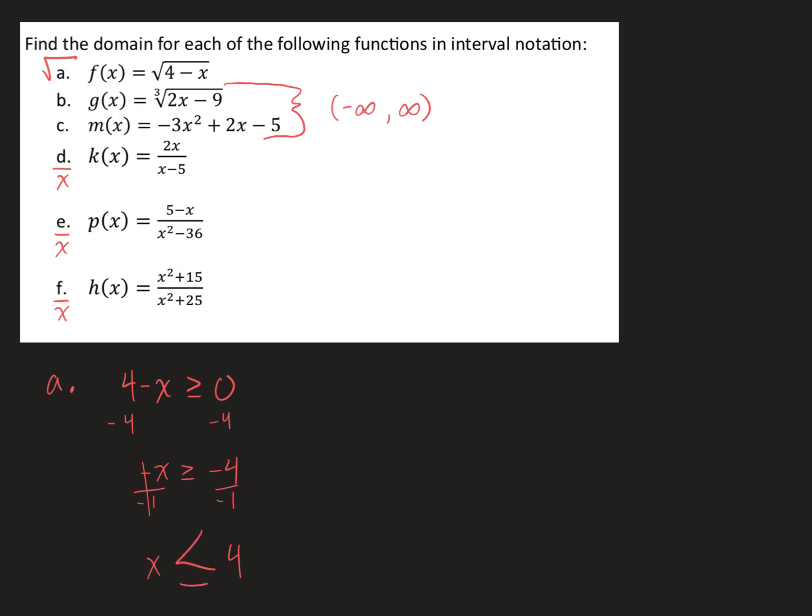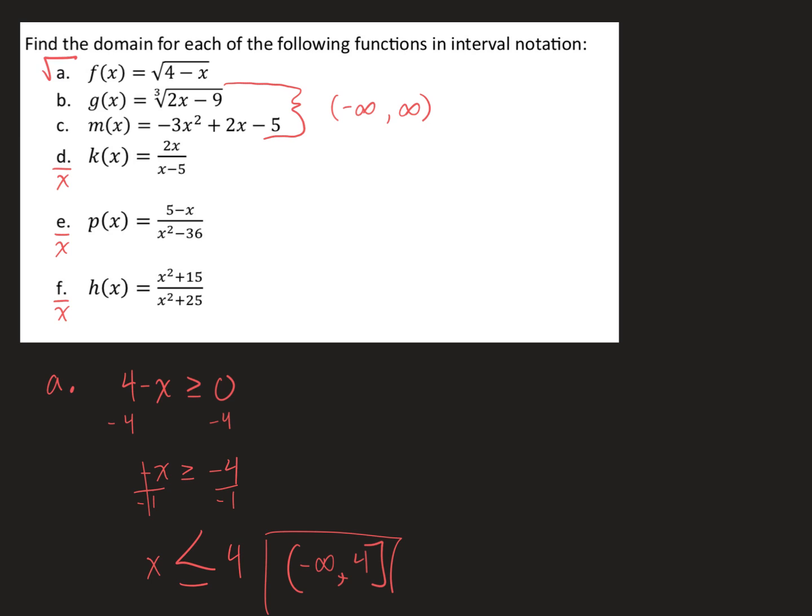And then however you can get this over into interval notation, it's going to be -infinity to 4. The 4 will have a square bracket around it because of the equal to here, and then infinity will always have parentheses. So that's the answer for part A.